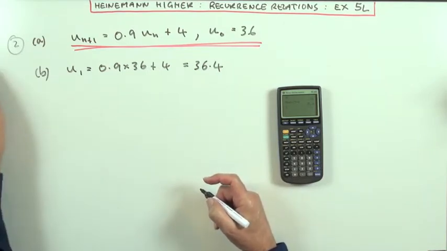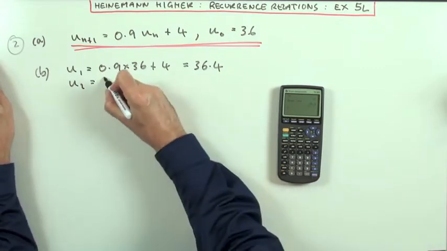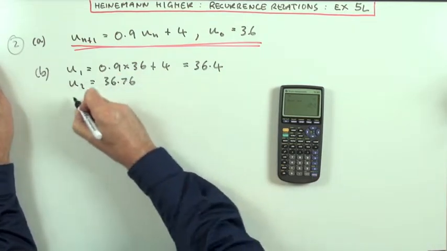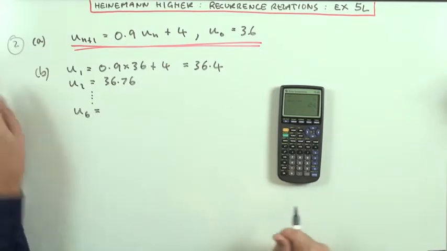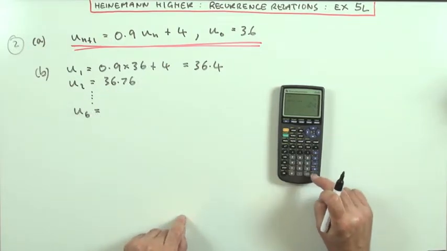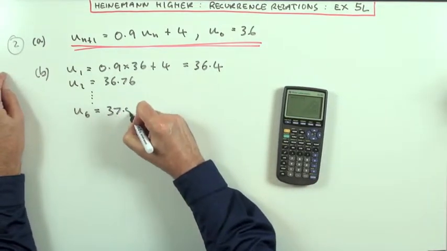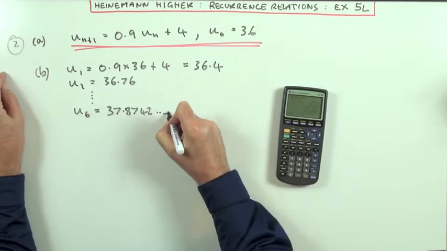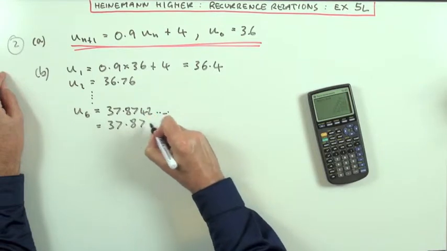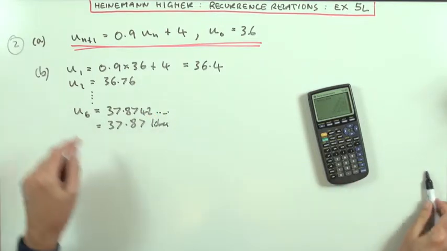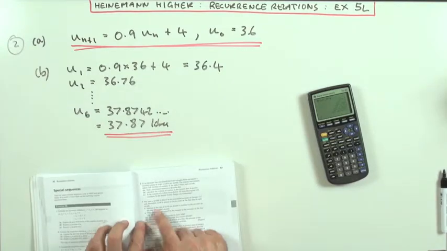And it says, what will it be after 6? So I've got U2, it just depends how many you want to do, is 36.76. And then I think I'll just go dot, dot, dot, and then go to U6. So that was 2, so I'll go 3, 4, 5, 6, and I've got 37.8742, blah, blah, blah. So I'll just say that's equal to 37.87 litres. Then part C.